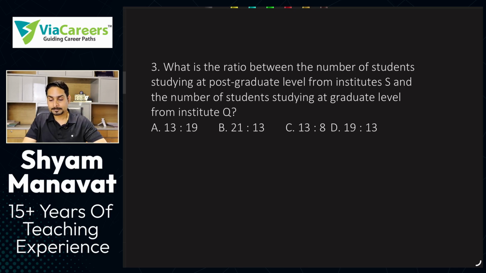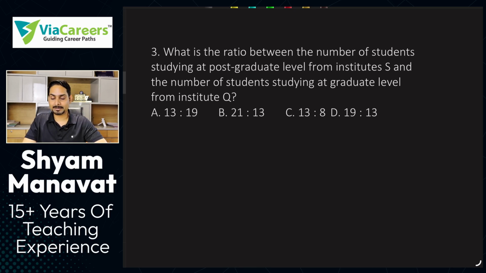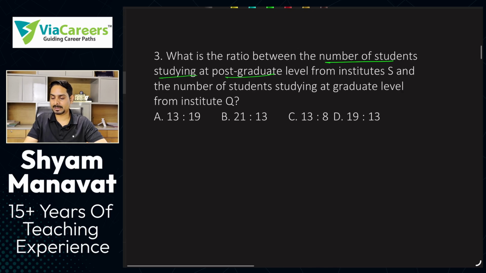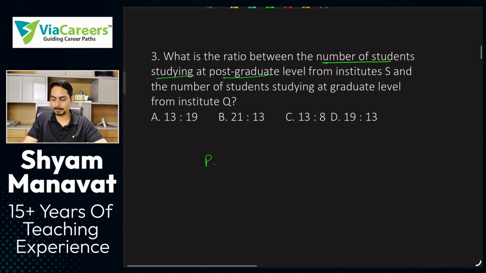Don't worry. Okay. Question number 3. Next question is, what is the ratio between the number of students studying at postgraduate level from Institute S? Okay. Ratio of number of students studying in postgraduate level, so PG level from Institute S to the number of students at graduate level from Institute Q.